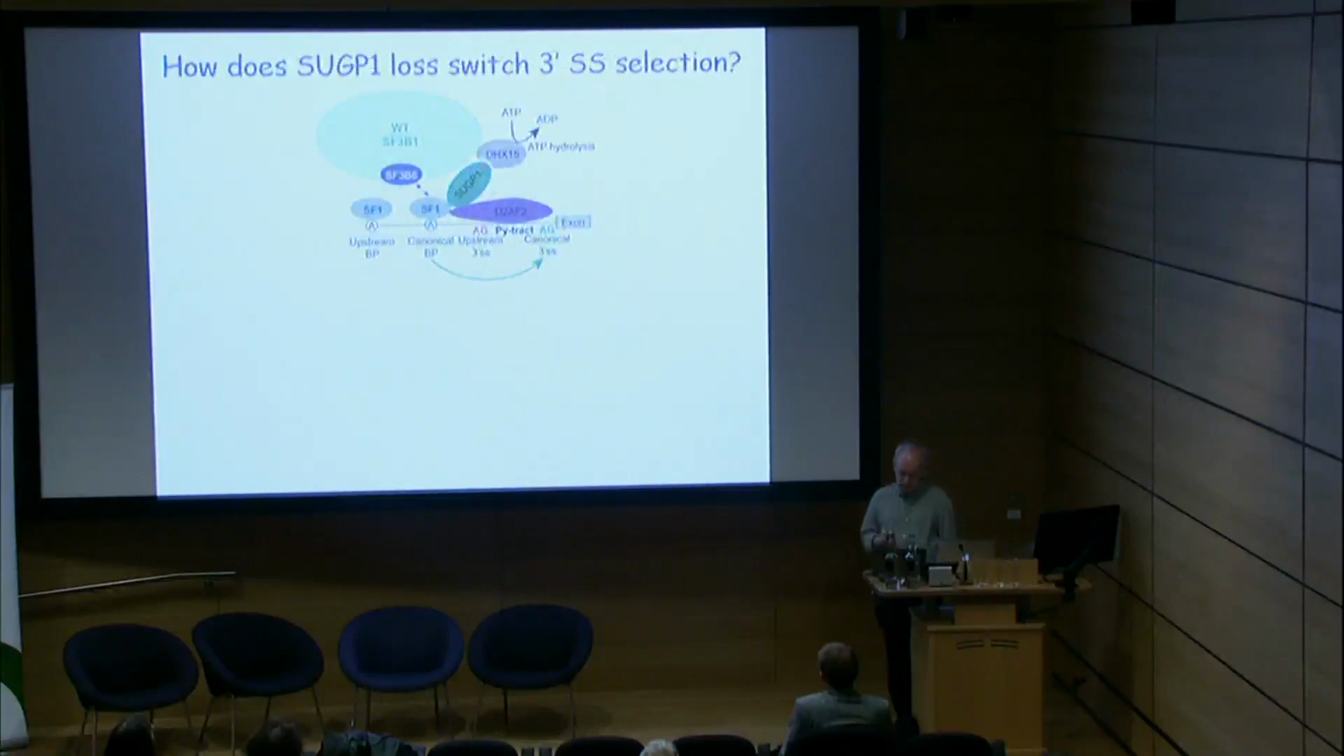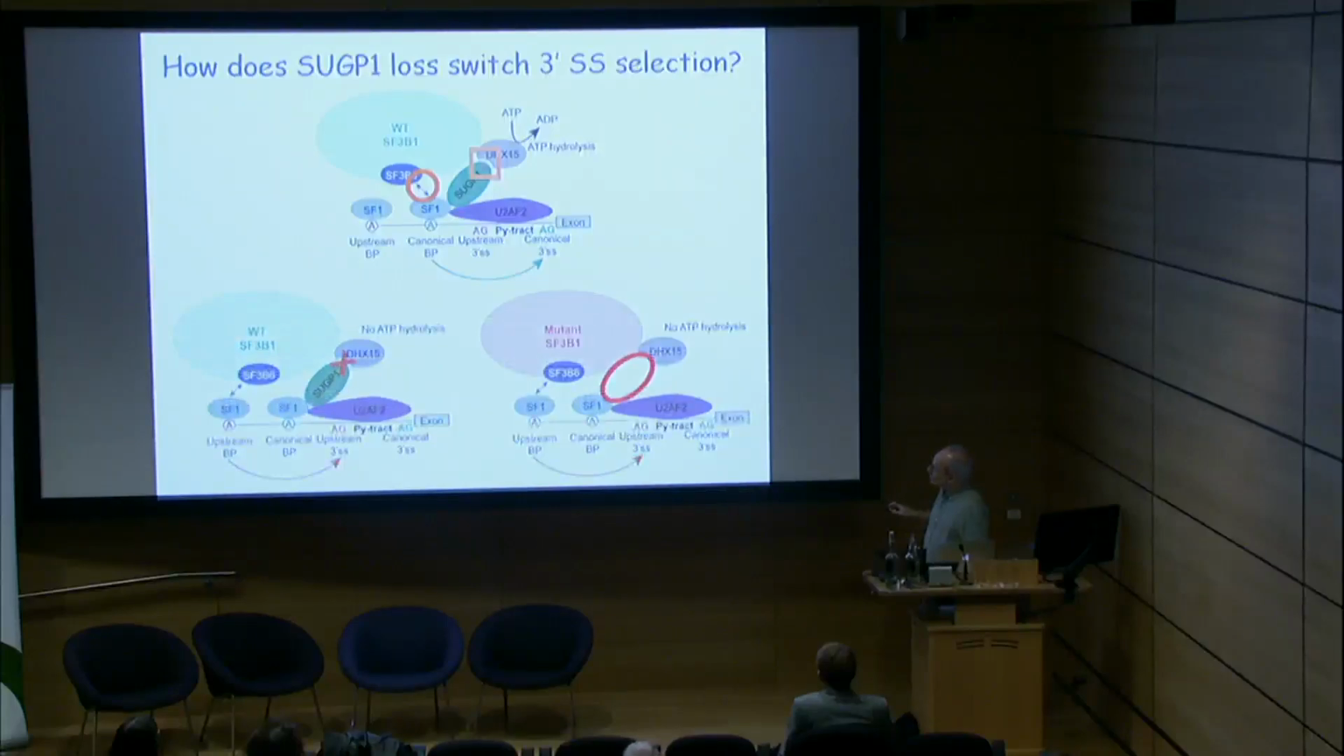And here's a model for what we think is going on. Here's the normal case. Normally, there's an interaction with this SUGP1, and this RNA helicase, ignore that number, we don't know what that means, is activated. It's an ATPase, and its ATPase action alters the structure around here, so this SF1 is displaced, and now the U2 snRNP, together with the SF3B complex, recognizes the correct branch site and gives rise to the normal splicing pattern.